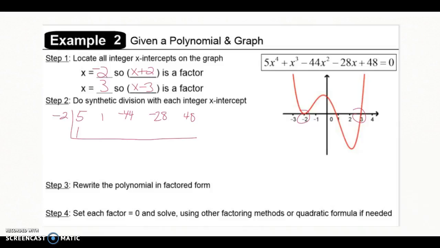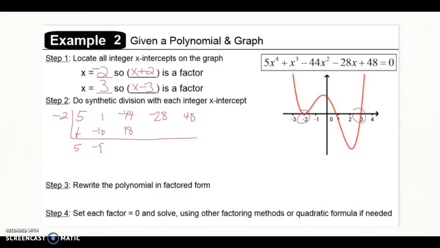-2. Okay, bring down this 5. Start the synthetic division. 5 times -2 is -10. Add the 2 together. It's going to be -9. -9 times -2. I'm going kind of quick with this because this is stuff we've done in the past already, synthetic division. If you do need help with this, go back to a video on synthetic division or look up any other resource that I've pointed you to in the past.